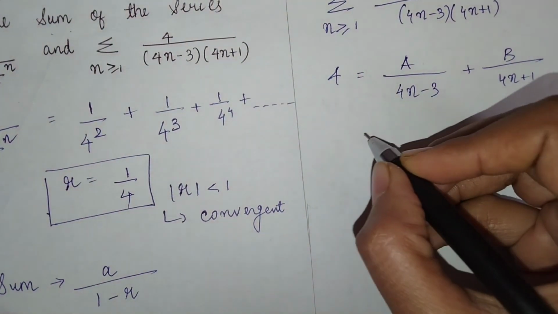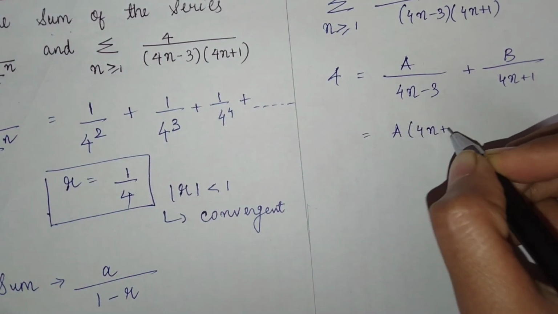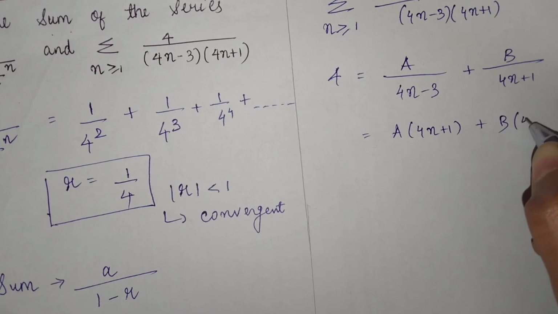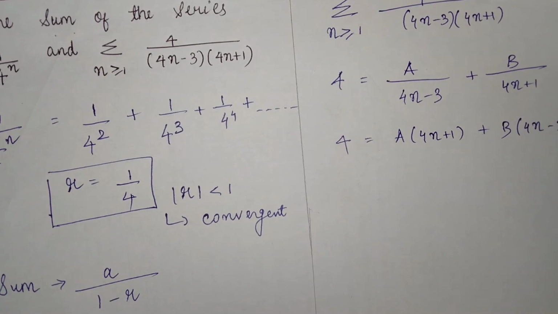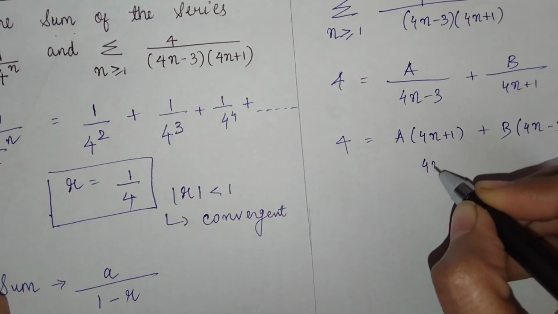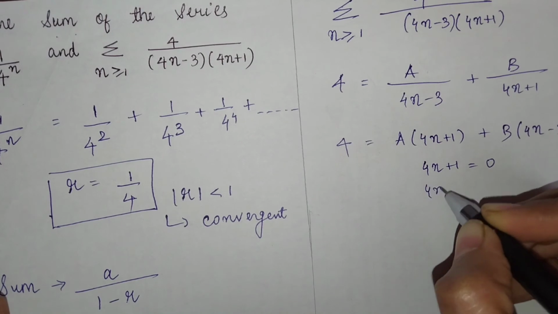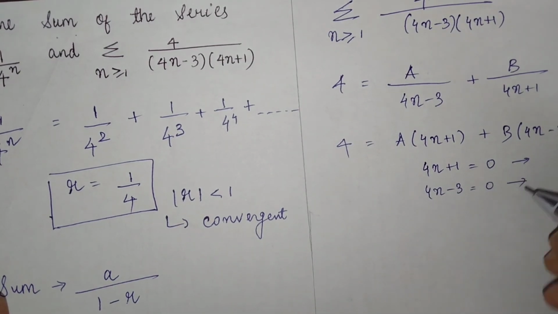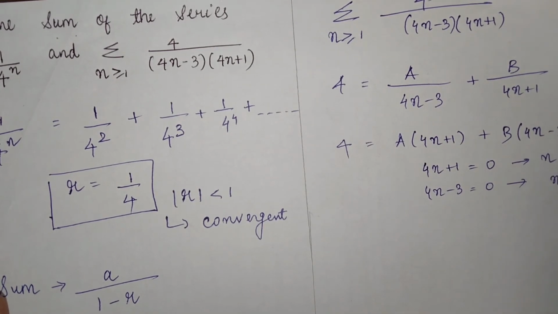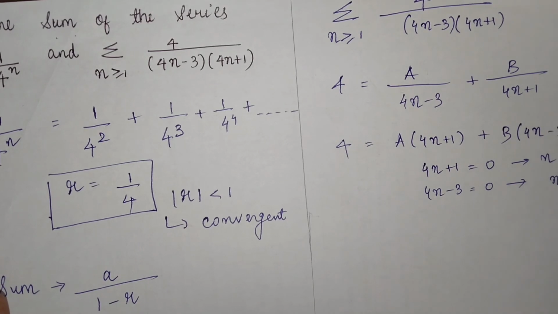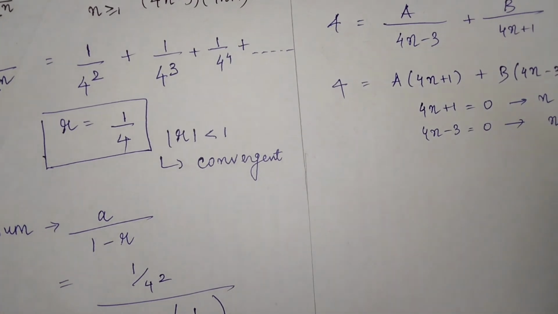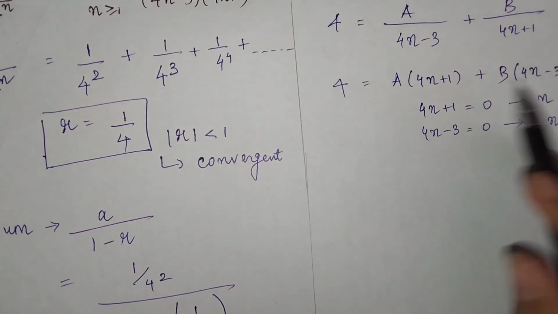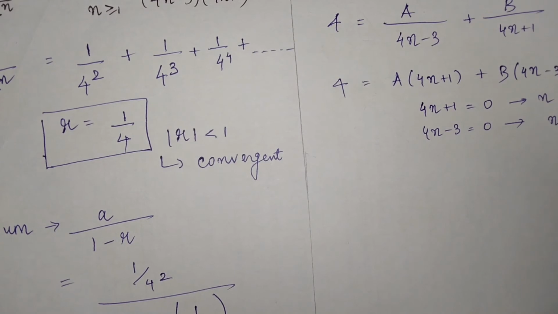And if you solve it, you will get a(4n plus 1) plus b(4n minus 3) equal to 4. Now, if we take 4n plus 1 equal to 0 and 4n minus 3 equal to 0, we will get two values of n, that is minus 1 by 4 and 3 by 4. If we substitute both these values in this equation, you can find the values of a and b.